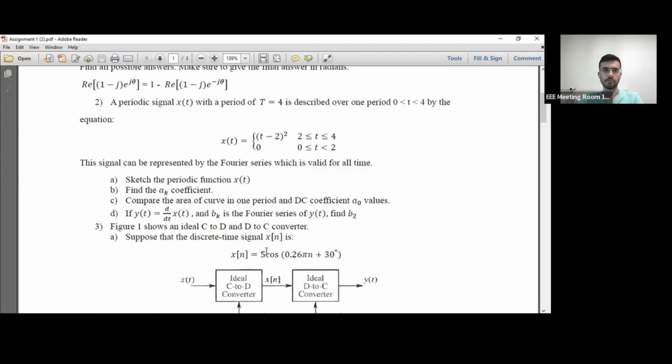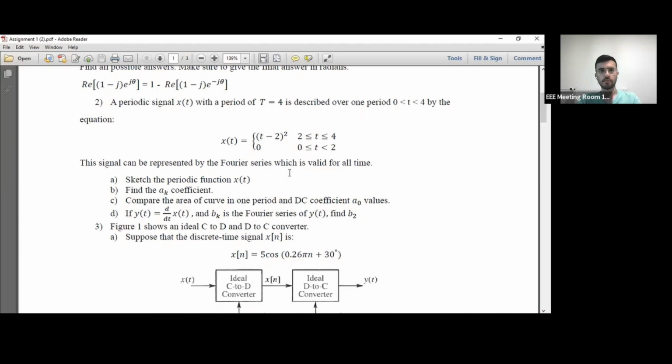In the second question, we have a continuous-time signal. A periodic signal x of t with a period T equal to 4 is described over one period from 0 to 4 by the equation below. Between 0 and 2, we will have 0, and between 2 and 4, it is (t minus 2) to the power of 2. This signal can be represented by the Fourier series, which is valid for all time.